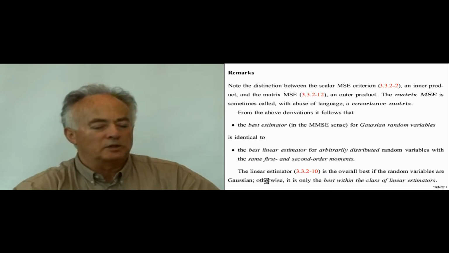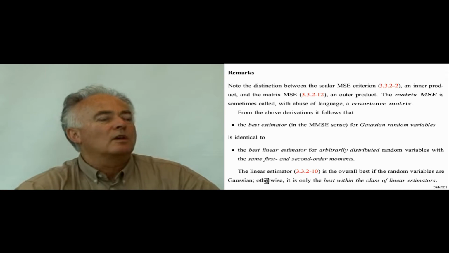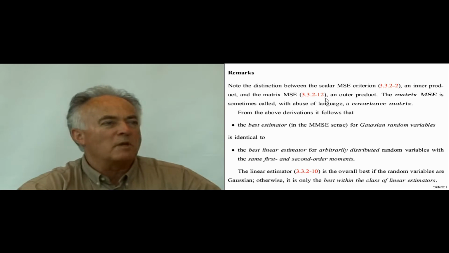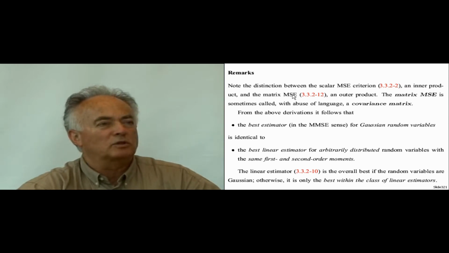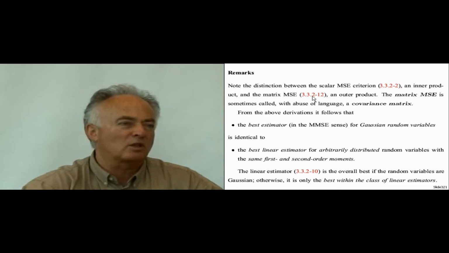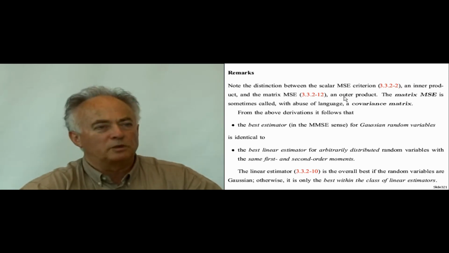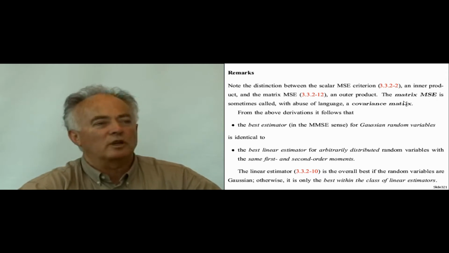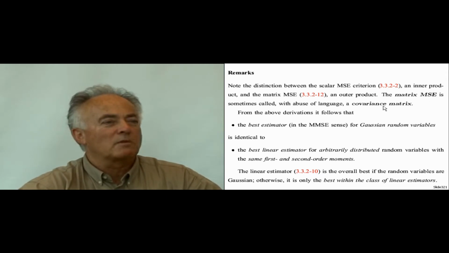A number of remarks. We made a distinction between the scalar mean square error criterion, which was an inner product, and the matrix mean square error, an outer product. The matrix mean square error is the expected value of an outer product, in the Cartesian space. The matrix MSE is sometimes called, again with some abuse of language, covariance matrix.